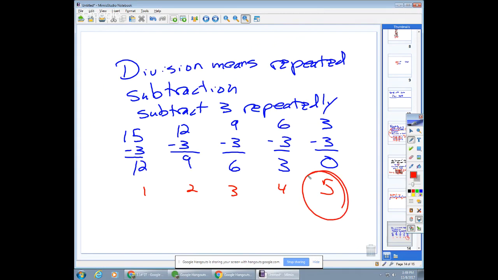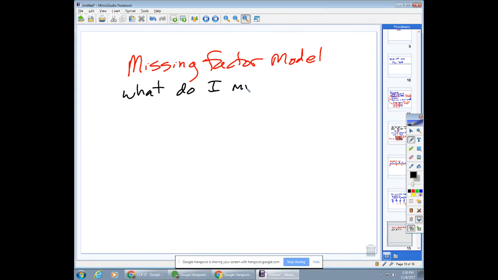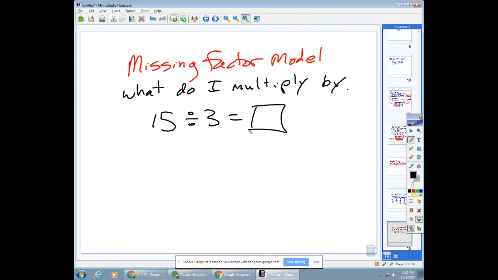All right, there's one more division model. Missing factor. So the missing factor model is also what do I multiply by? So we just reconsider the problem as multiplication. I would write it like this: 15 divided by 3 equals, and then I put a box there. And then if you read it backwards and write it down that way, you get the multiplication. What times 3 equals 15.